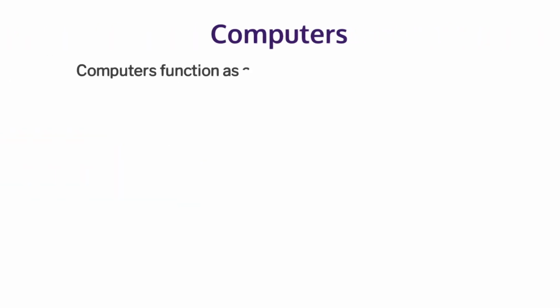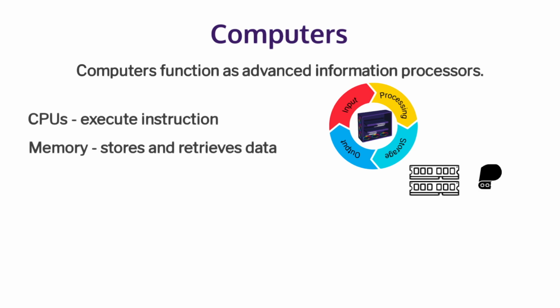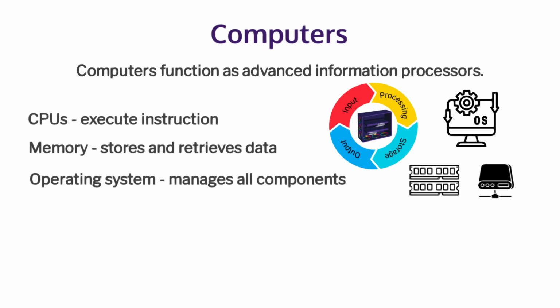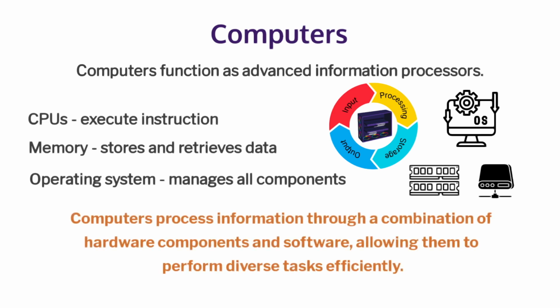Computers function as advanced information processors. They use central processing units to execute instructions, while memory, such as RAM and storage, stores and retrieves data. The operating system manages these components, ensuring smooth communication. In a nutshell, computers process information through a combination of hardware components and software, allowing them to perform diverse tasks efficiently.